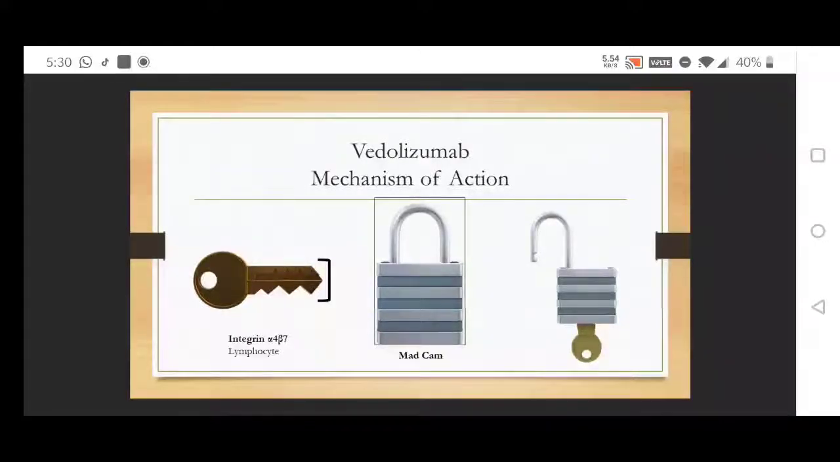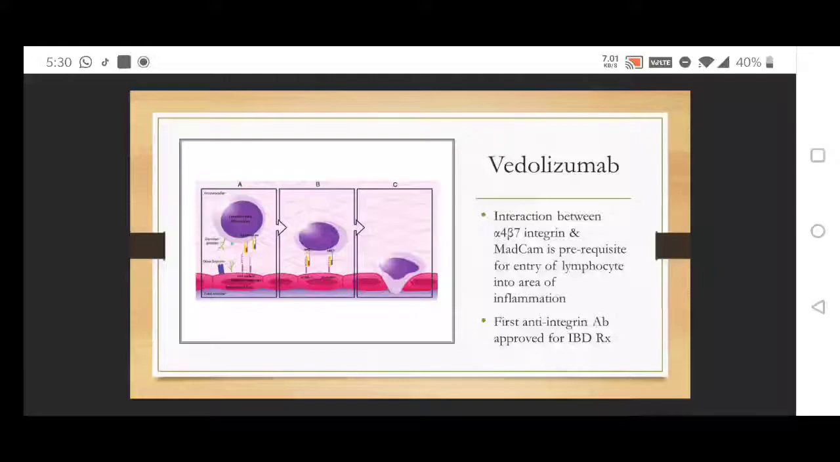Once the lock opens, the gates are open, and the T lymphocytes and monocytes can enter the active area of inflammation and worsen the ulcerative colitis. But what if I took a tape and taped this key? Then obviously it will not go in. This is exactly what Vedolizumab does. It is a humanized molecule, and it binds very effectively to alpha 4 beta 7, and this has shown promising results. However, I must say that these studies are not yet designed for steroid dependent patients.